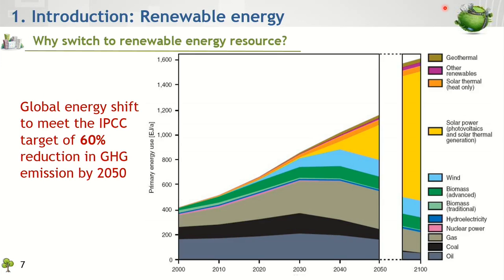According to the Intergovernmental Panel on Climate Change, to mitigate global climate change, greenhouse gas emissions must be cut down by 60% by 2050. And to meet this target, the global energy pattern needs to be shifted to be based on various types of renewable energy resources. As you can see in this figure, in particular, our future global energy system needs to rely more on renewable resources such as solar energy, wind energy, and also many other types of renewable source energy.